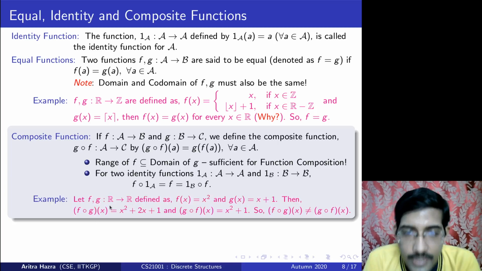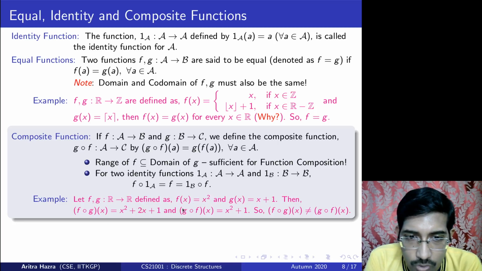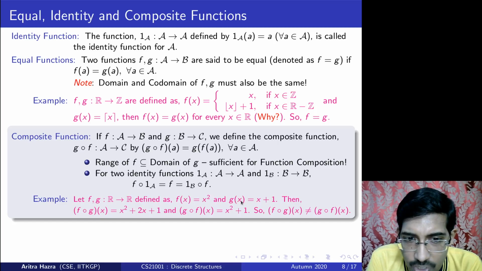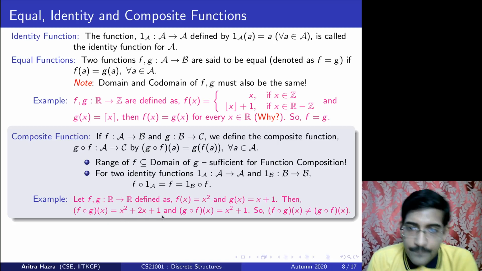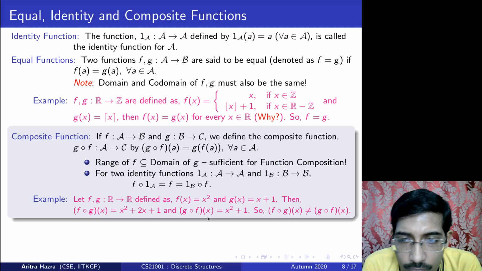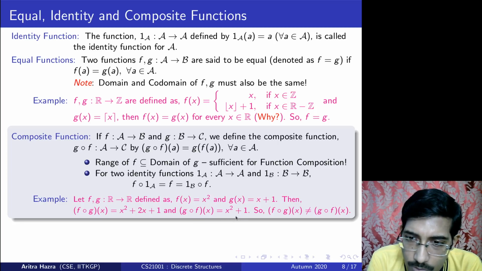An example is from real to real. We say that f(x) equals x squared and g(x) equals x plus 1. What will be the composition f o g? First we apply g and then we apply f. Applying g to x, we get x plus 1, and then applying f, f(x plus 1) is (x plus 1) squared. So we get x squared plus 2x plus 1. Now we apply g o f, which is basically first applying f, which is x squared, and then applying g here. So it will be x squared plus 1.